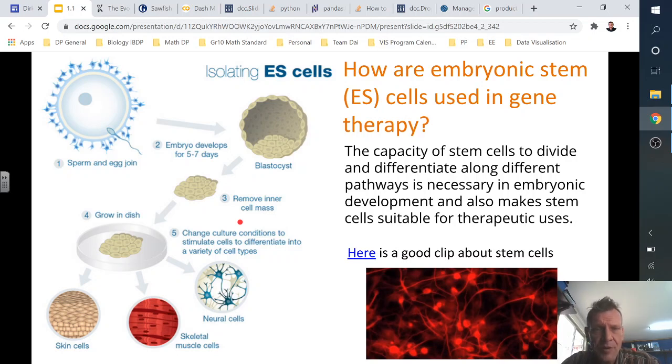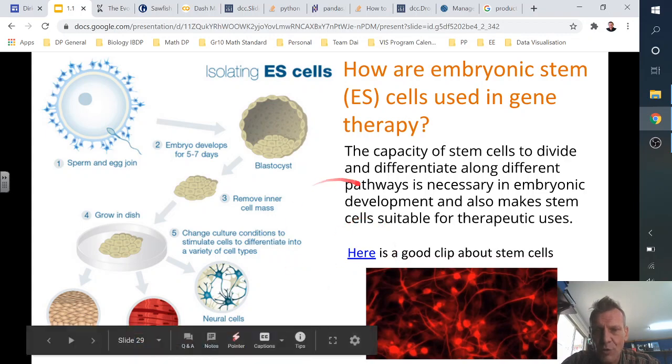Then there is such a thing as gene therapy. Embryonic stem cells are used in gene therapy. There's a good clip here. Again, I urge you to watch that.